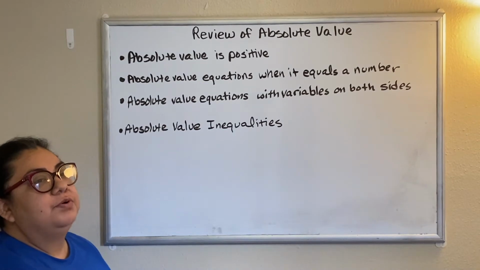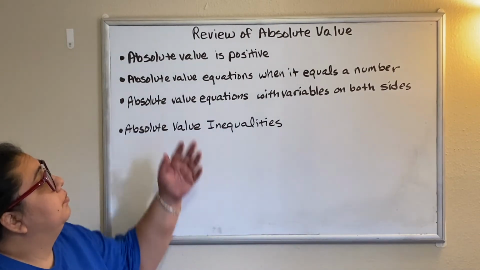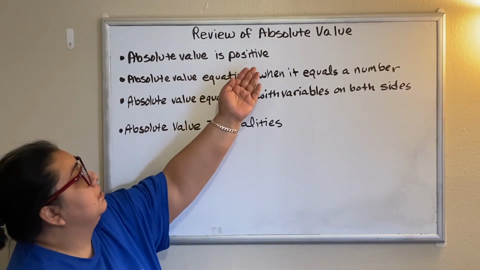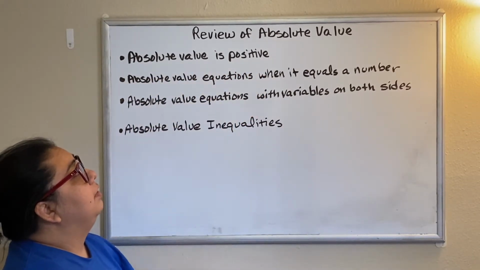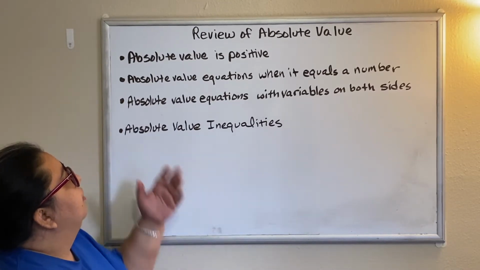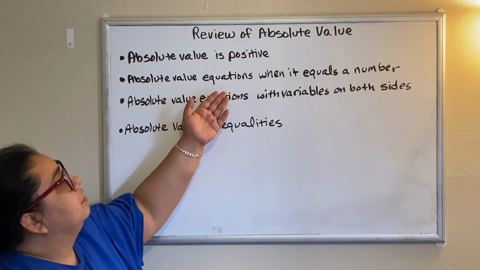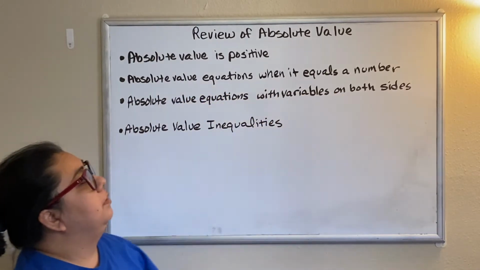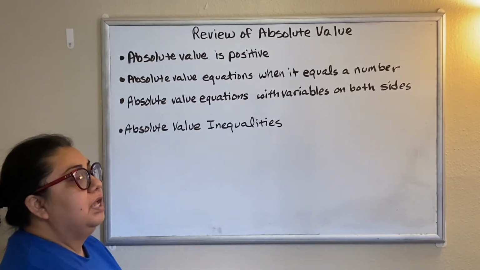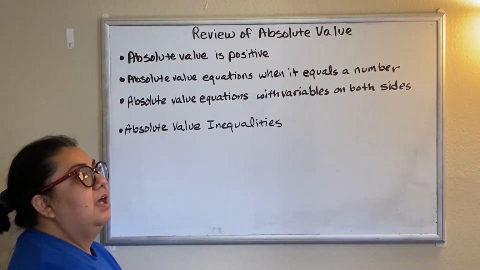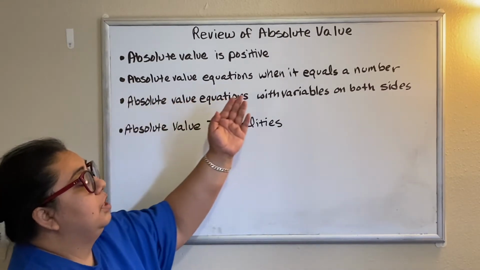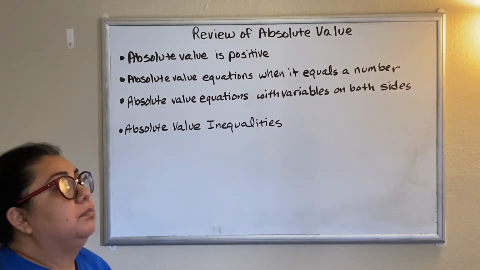Today we're going to review what we've talked about this whole week. So we're going to review absolute value. Remember, absolute value represents a positive. So if you have the absolute value of -6, it's going to simplify into a +6. When you have absolute value equations and it equals a number, you're going to make two equations. One equaling the positive number, one equaling the negative number, if that number is positive to begin with. Now, if your absolute value equation equals a negative number, it's going to be no solution.